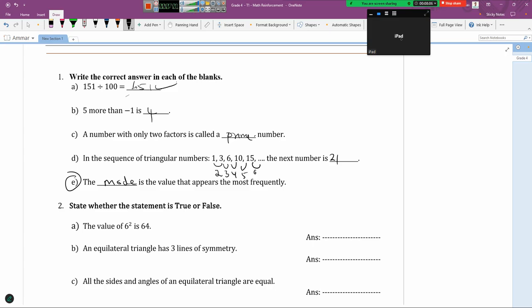Mode. Yes, sir. Okay, so what is mode? The value that appears more than one time. More than one time. Okay, and what about mean? Mean, mode, median, right? So do you know about these three terminologies? Yes, sir. So what is mean?